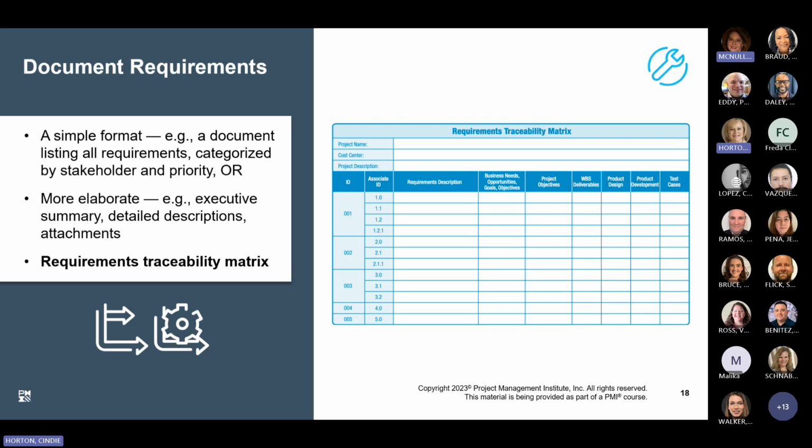If you get down the road and you're talking about, well, why are we delivering this particular requirement or whatever? Well, it's part of this. We've got to have it in order to deliver this, right? So the requirements traceability matrix is incredibly important as you're developing your requirements.